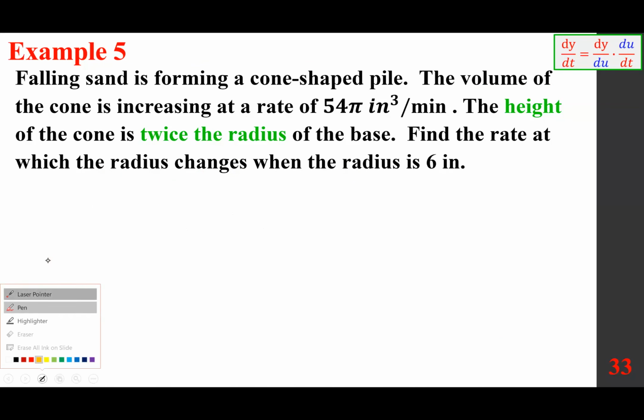Could somebody read this question, please? Anyone?